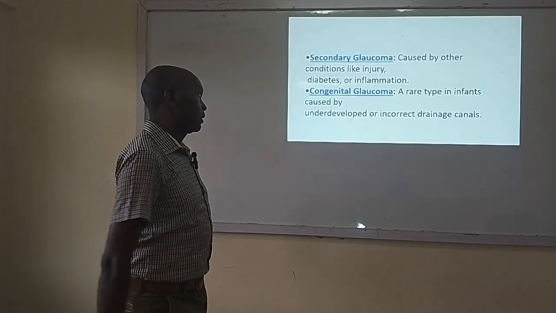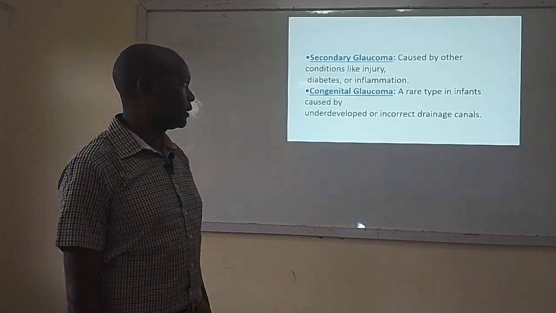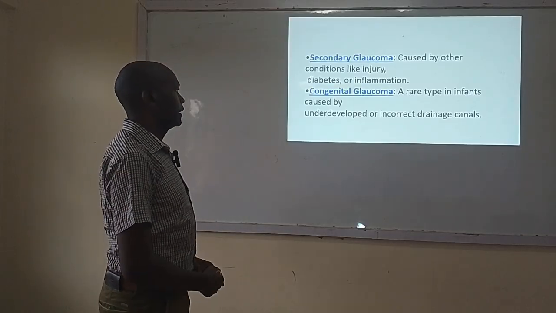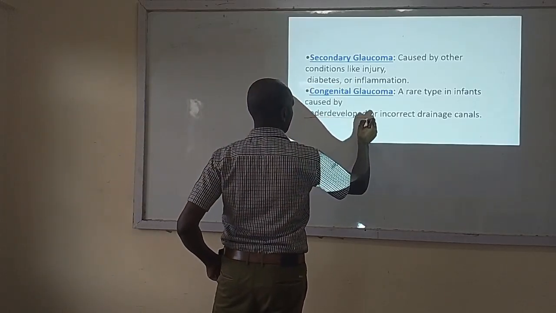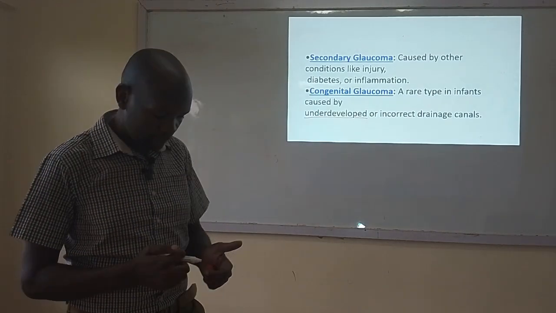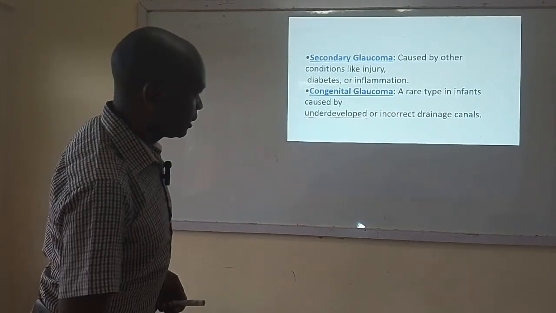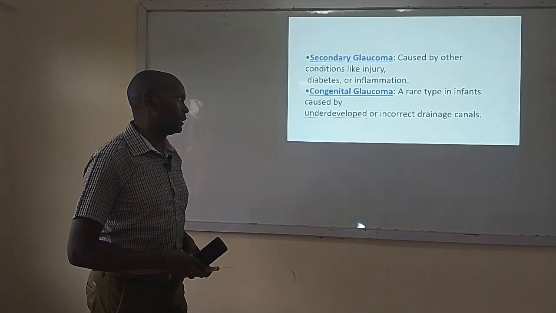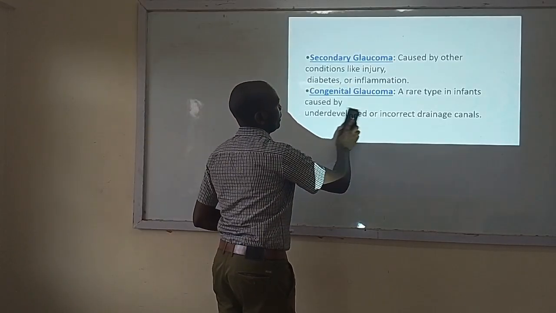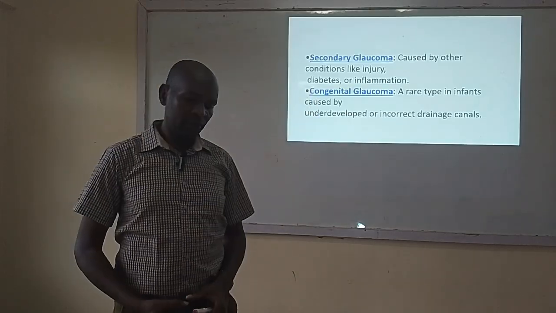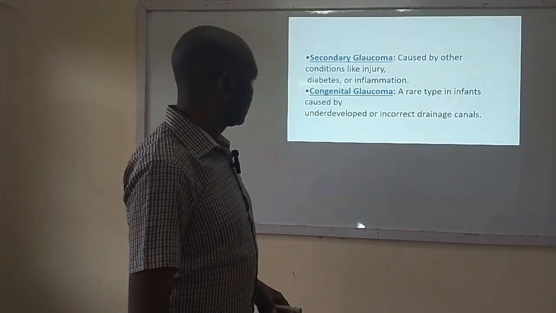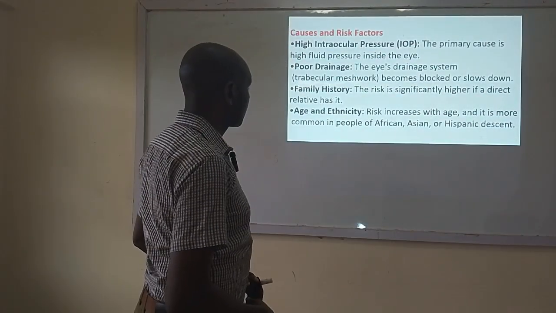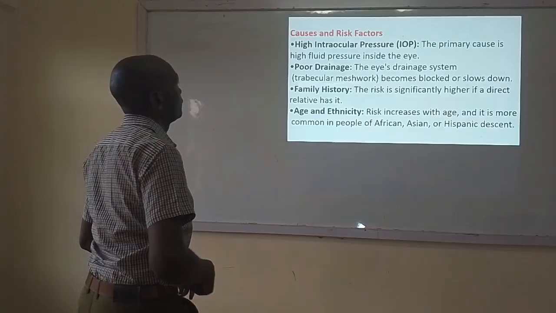Congenital glaucoma is a rare type. It is found in infants, and the issue is about underdeveloped or incorrect drainage channels. So if a baby is born with underdeveloped drainage channels, particularly in the trabecular meshwork, these patients come with what we refer to as congenital glaucoma. What are the risks and causes of glaucoma?